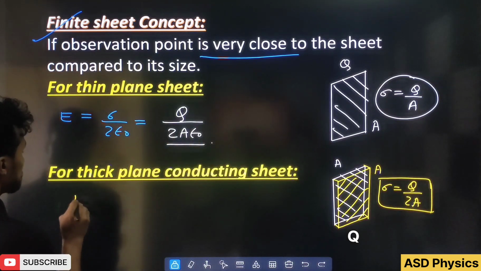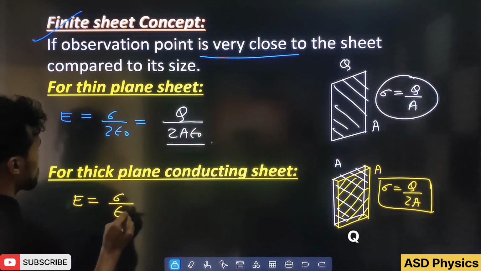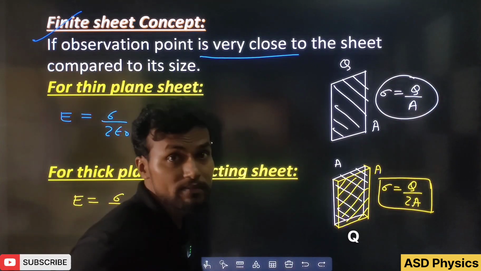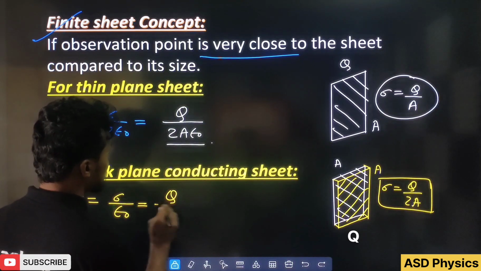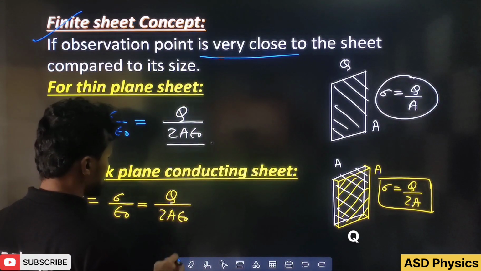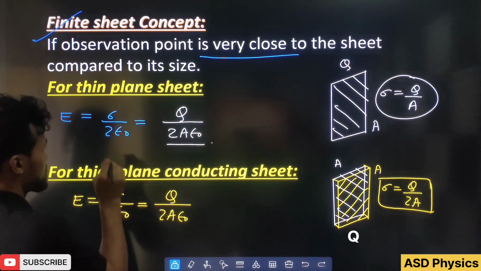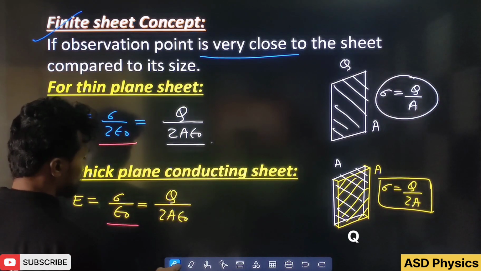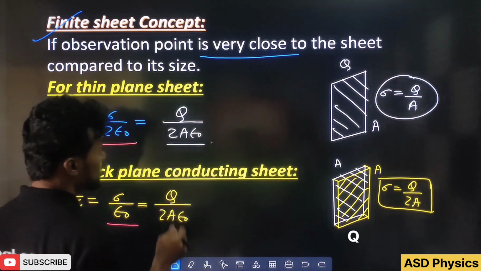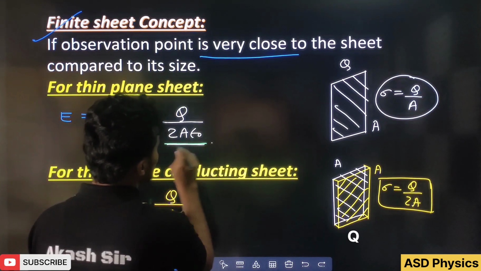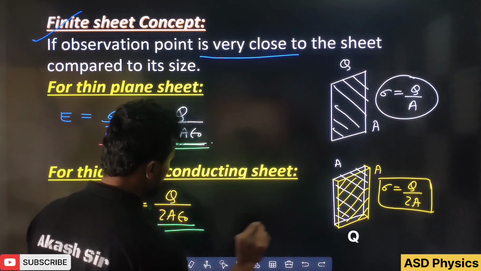Now if I write the electric field, what is the formula? Sigma by epsilon naught, but just put the value of sigma. So what will this come to? Q by 2A epsilon naught. So here you have to understand one thing: in terms of surface charge density, sigma by 2 epsilon naught, but if we talk about the charge, then the value is the same, Q by 2 epsilon naught.